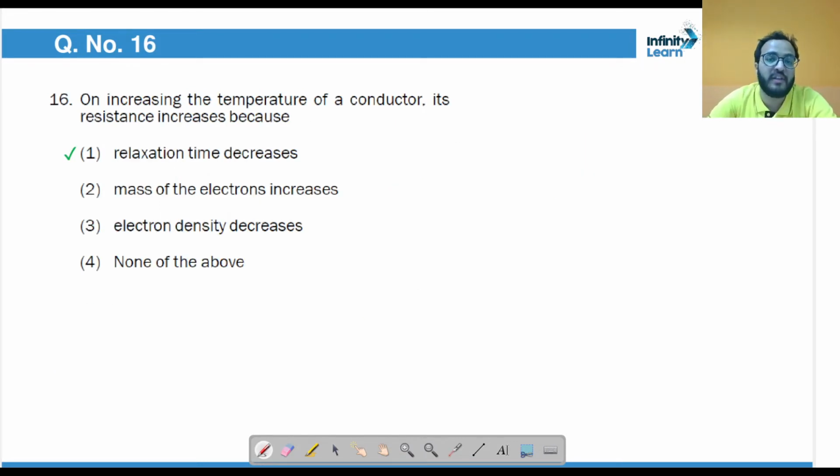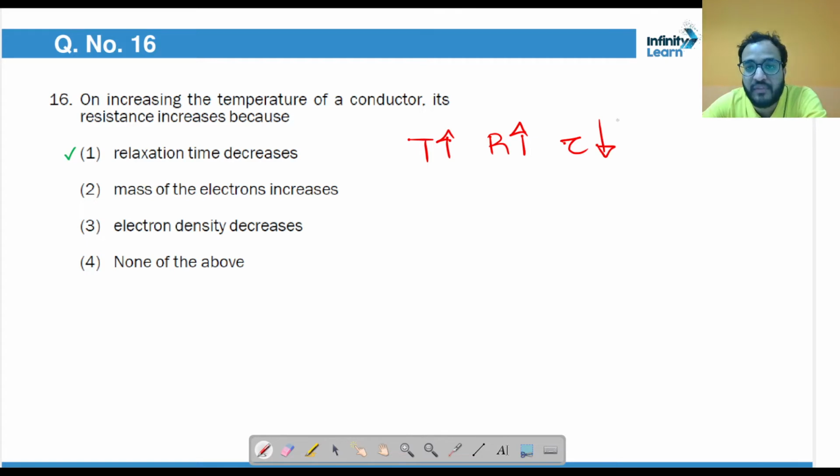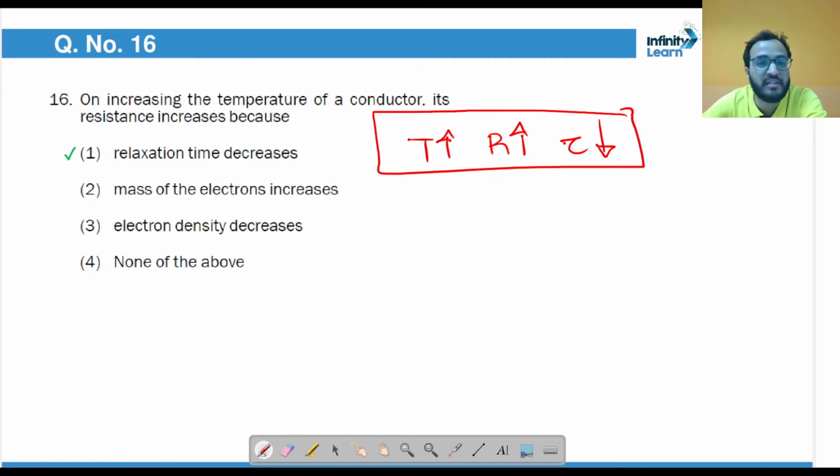Fourth, we know that in a conductor, on increasing the temperature, resistance increases because the relaxation time decreases and the collision frequency increases. The electrons start colliding more vigorously and they have lesser time between two successive collisions because tau reduces. That is the reason for the increment in resistance in conductors.